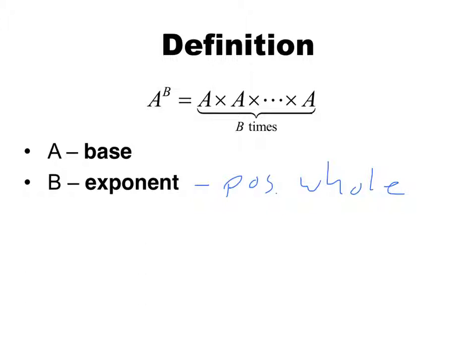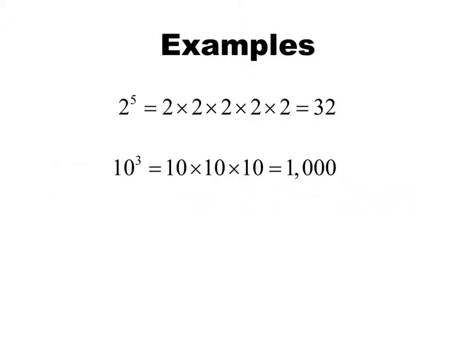We could talk about cases where the exponent is a decimal or a fraction, but we're not going to get into that. So a raised to the b power simply means that we take a times itself a total of b times. Let's do a couple quick examples. Start off with 2 to the 5th power. That means you take 2 times 2 times 2 times 2 times 2, and we could do that arithmetic, and we get the decimal equivalent, which is 32.